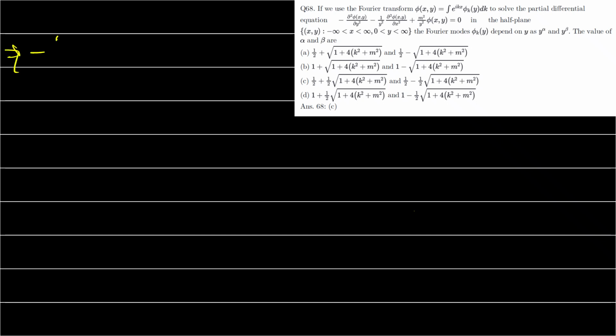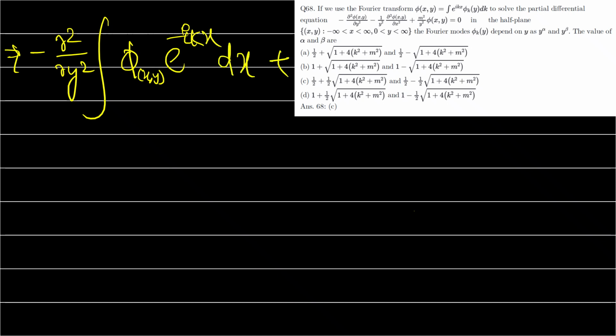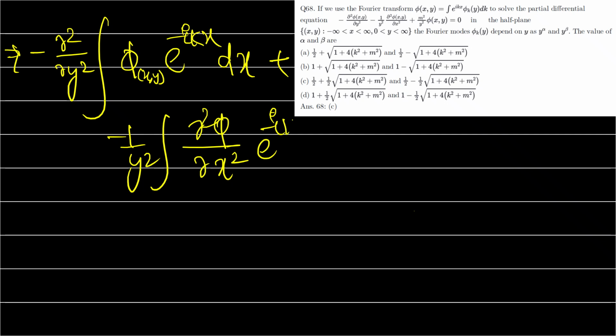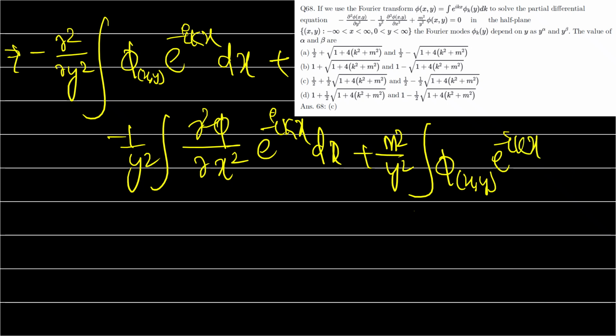So it will become minus, since we are integrating with respect to x only, del square by del y square can be outside, so it will be the integral of phi(x,y) e to the power minus ikx dx, plus again minus 1 by y square integral of phi(x,y) e to the power minus ikx dx, plus m square by y square integral of phi(x,y) e to the power minus ikx dx equal to 0. Listen, if I am writing phi, then it is only phi(x,y). If I am writing phi_k, then it is phi_k(y). So we have basically taken the Fourier transform of both sides of the differential equation.